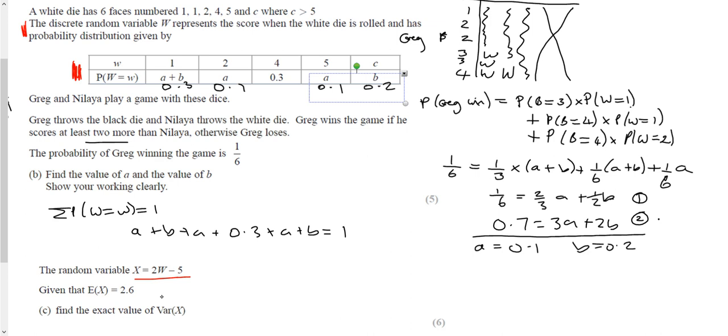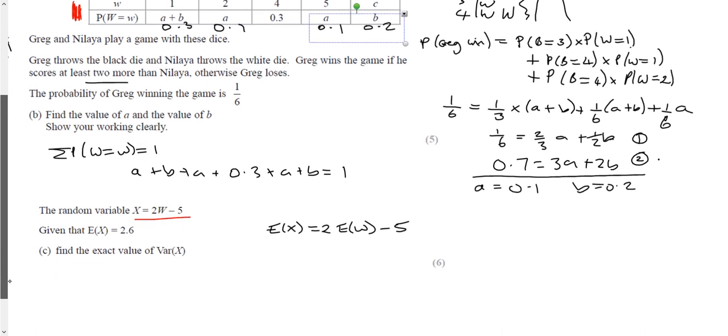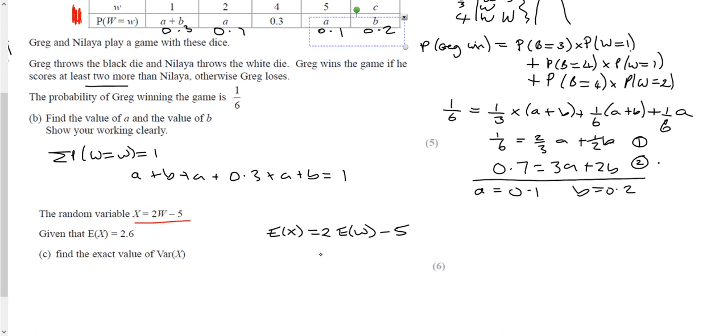Okay, well the first thing is we know with linear coding that if the expected value of X is 2.6, then I can just replace X and W in my formula, because with linear coding, the mean is affected by both the multiplication and the subtraction here. So the mean of X is 2.6, and that's 2 times the expected value of W minus 5, and I can get that the expected value of W is 3.8.